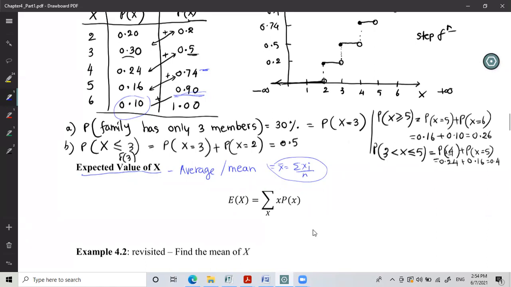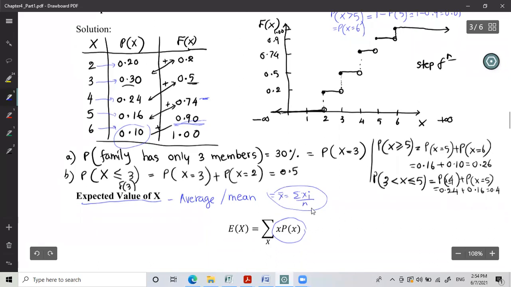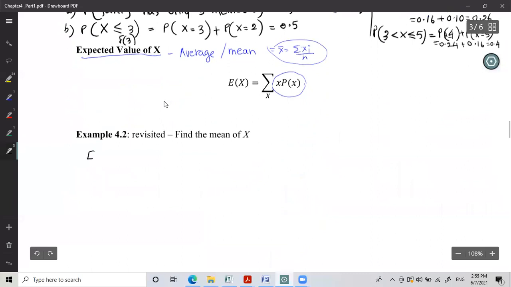You multiply x with its corresponding P(x) for all possible x's, and then add them together. See, you have x, you have its corresponding P(x). Multiply them together, x times P(x) for all possible x's. And then add them together, you get the mean. So it's very easy. Let's try the same example. We already have our table here. I'll write the expected value. That is the sum of x times P(x).